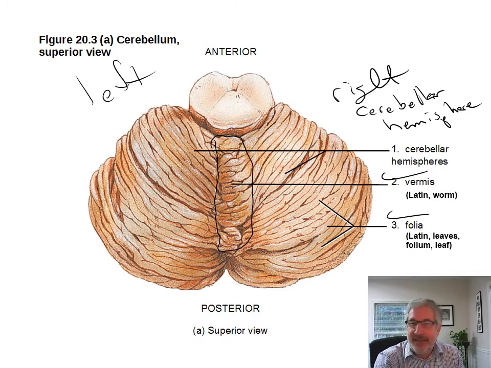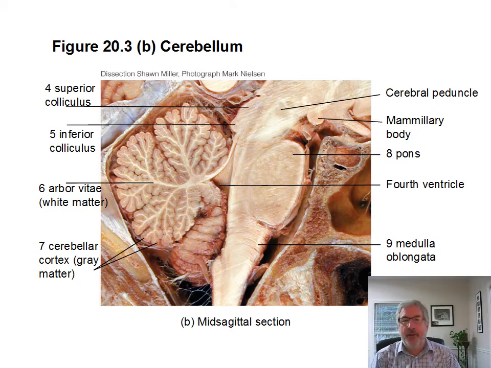Folia means leaves. So each of these thin little sections here, this is one here, like that. So that is a leaf. So those are the folia. Each one is a folium. Next slide. Okay, so cerebellum.